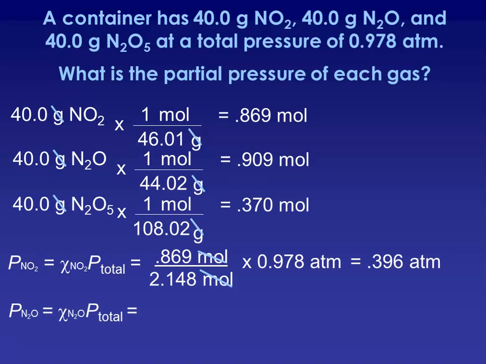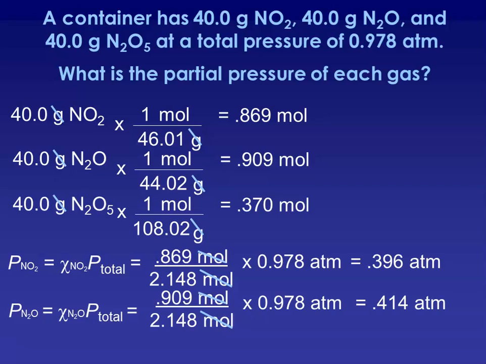I can do this again for N2O. N2O would be a little bit more than that because it has slightly greater number of moles, 0.909 moles. And I get, when I do my math through, 0.414 atmospheres.